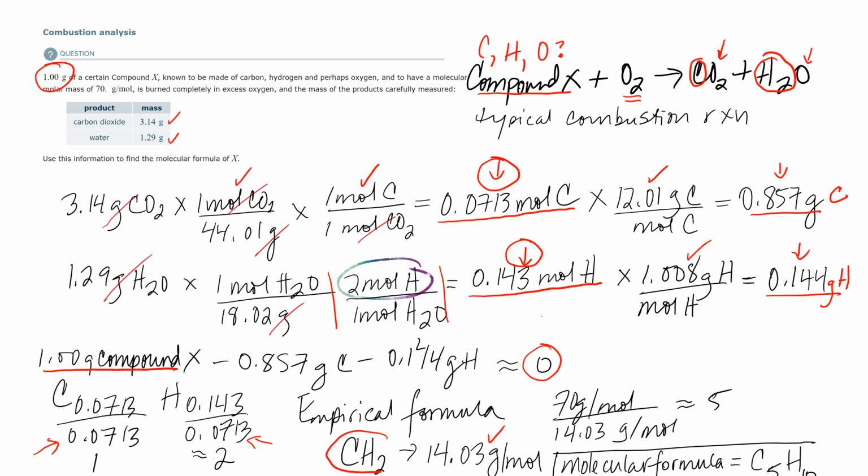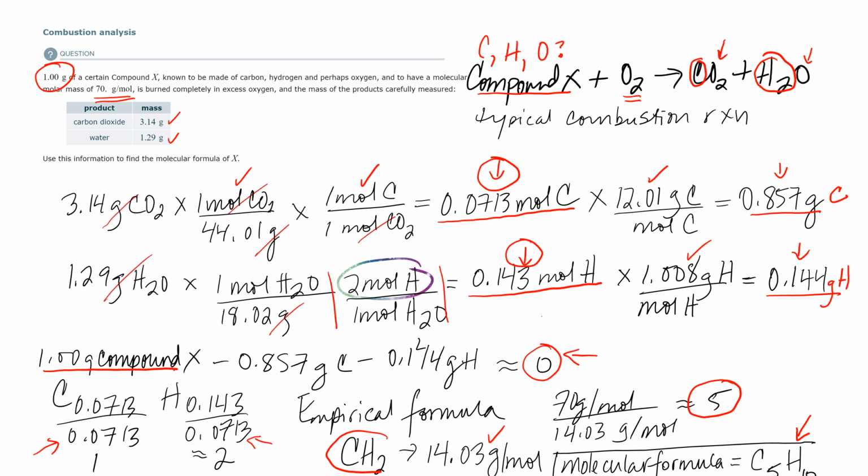The empirical formula is CH2, and if we do the mass, it is 14.03 grams per mole. However, we're told in the problem that the molecular molar mass is 70 grams per mole, so we have more work to do. We take our 70 grams per mole, divide by 14.03 grams per mole, and we find that the ratio of molecular molar mass to empirical molar mass is 5:1. That means we must multiply our empirical formula by 5 to give us a final molecular formula of C5H10.